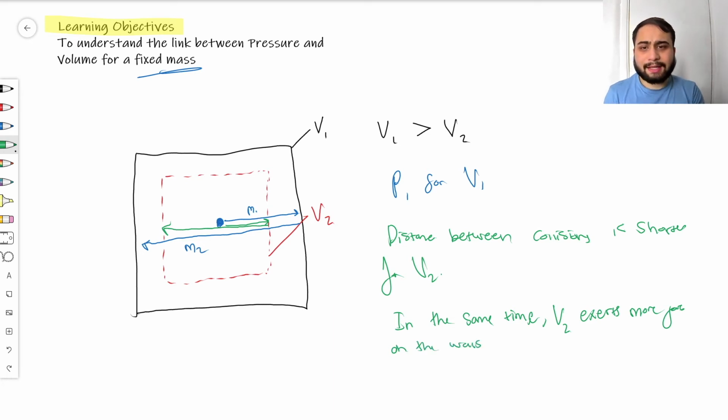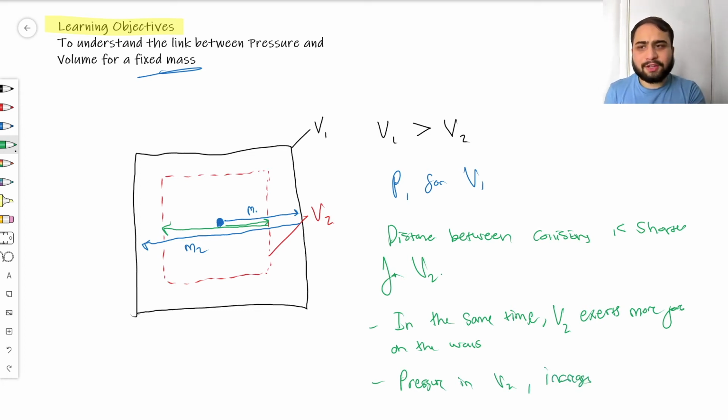Well, why is that? That's because simply it can do more collisions in the same amount of time because the particle is traveling a lower distance. If it's traveling a lower distance at the same speed, it's going to take less time to do so. You can really see that if you follow the logic. So in the same time, the particle in V2 exerts more force on the walls. That means that pressure in V2, so the smaller volume, increases.